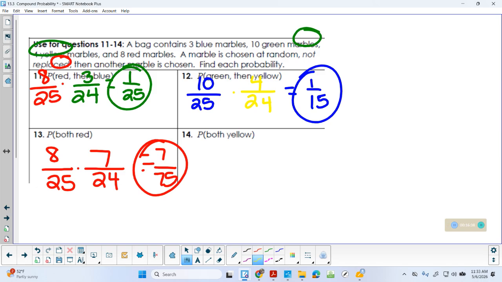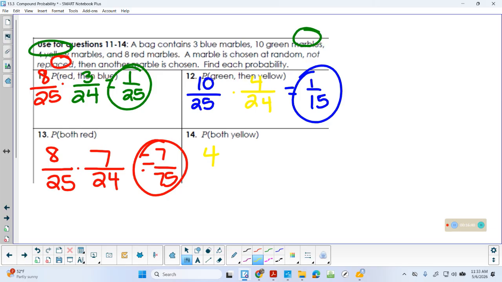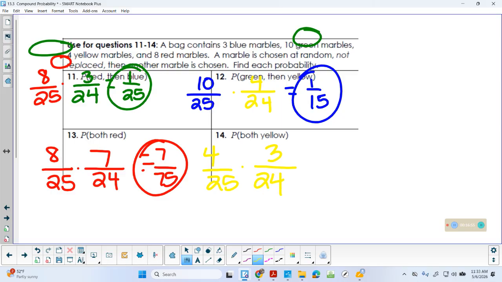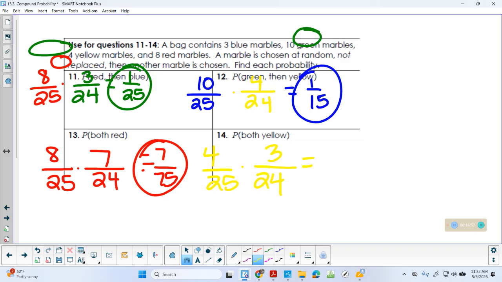Okay, both yellow. All right, well, we can do that. We know there's 4 yellow, and there's 25 total. Now again, I drew a yellow out, I didn't replace it. What is your fraction for the second probability of yellow? Perfect. And again, multiply, reduce. You end up with 1 out of 50. So I kind of like this stuff, not too shabby, my friends.